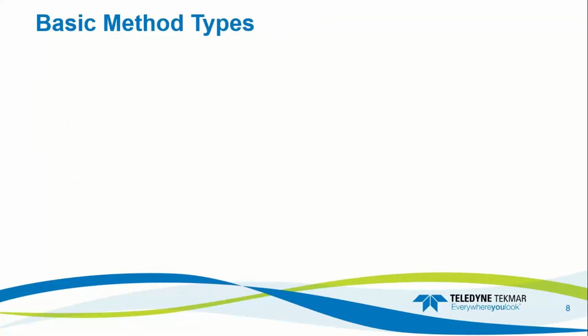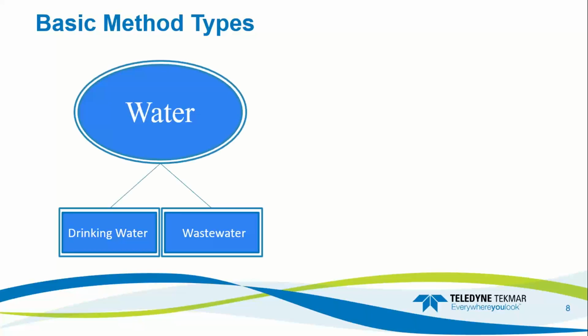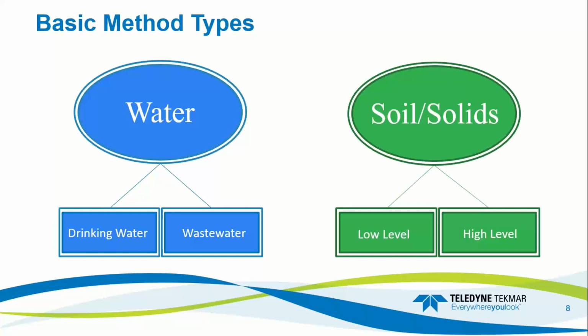Purge and trap methods can be broken down into two major categories. Water methods can be further broken down into drinking water and wastewater, with variable purge and traditional sparger purging. And soils and solid methods are further broken down into low-level samples, which are typically purged directly in the sample vial, and high-level samples, which need to be diluted through a methanol extraction. Purge and trap just introduces a tremendous amount of water vapor to the GCMS. So what are specific method optimization solutions to help deal with this?